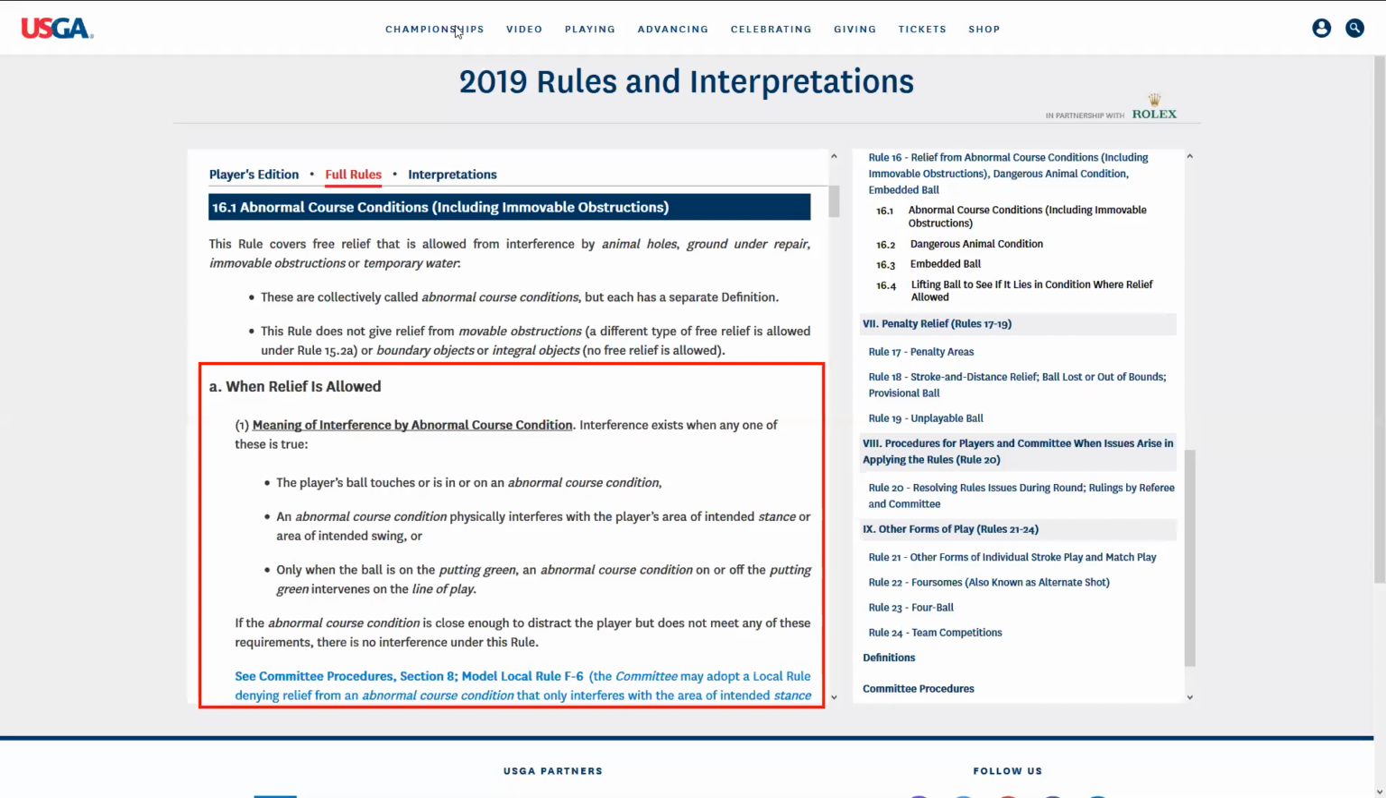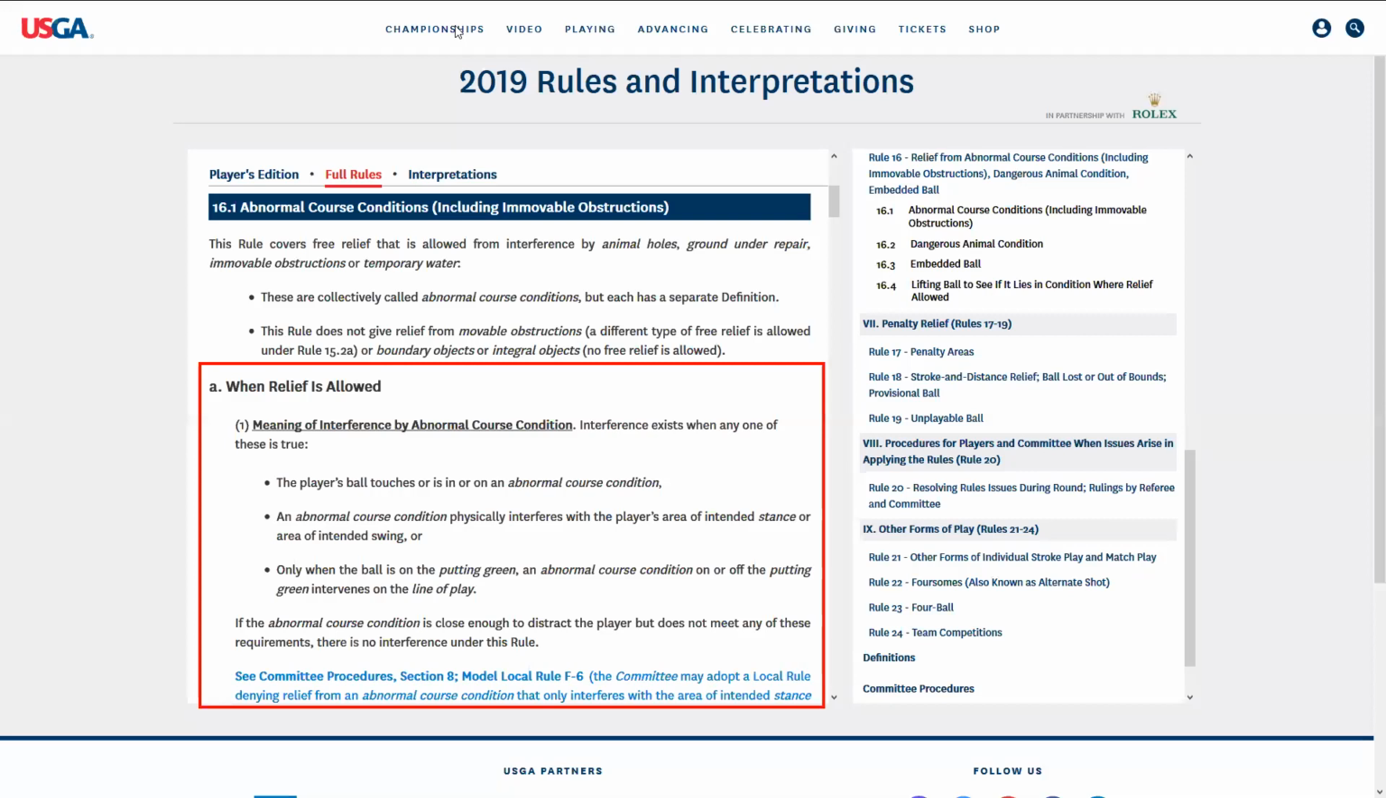All right, 16.1a, when relief is allowed. Meaning of interference. Interference exists when any of these is true. The player's ball touches or is in an abnormal course condition. An abnormal course condition physically interferes with the player's area of intended stance or swing. Bullet point number 3, and this is a change. Only when a ball is on the putting green, an abnormal course condition on or off the putting green intervenes on the line of play.